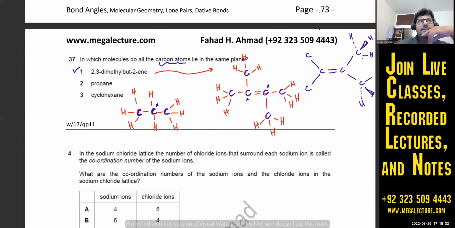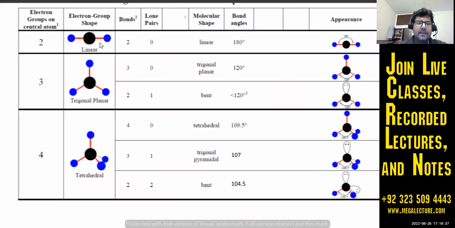Sir, what does lie in the same plane mean? Completely flat, unlike a fan, meaning some shapes are planar. Planar means, think that you have a table and you put something on the table, and it lies completely flat. So a linear shape, if I put a molecule like this on a table, it will be lying completely flat, right? A fan shape, if I put it on a table, is going to be lying completely flat in one plane, right?